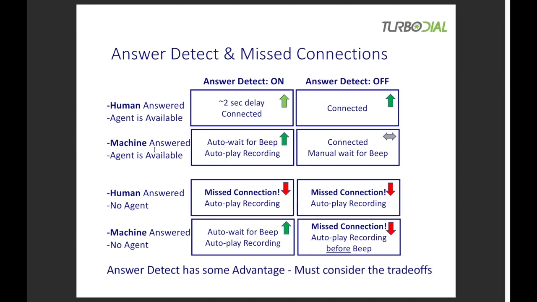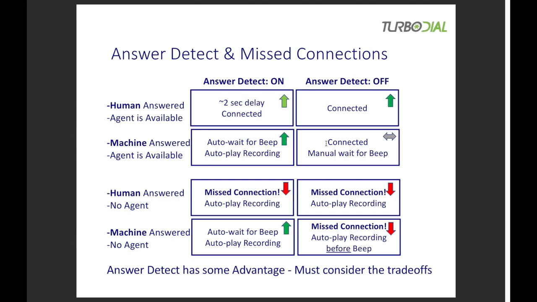Now with answer detect on and a machine answers, at this point the system and TurboDial will automatically wait for the beep and then play the recording that you've designated onto that answering machine. Even though there was an agent available, the agent didn't have to deal with that call. TurboDial handled it without your agent needing to get involved. And so that's a great success also.